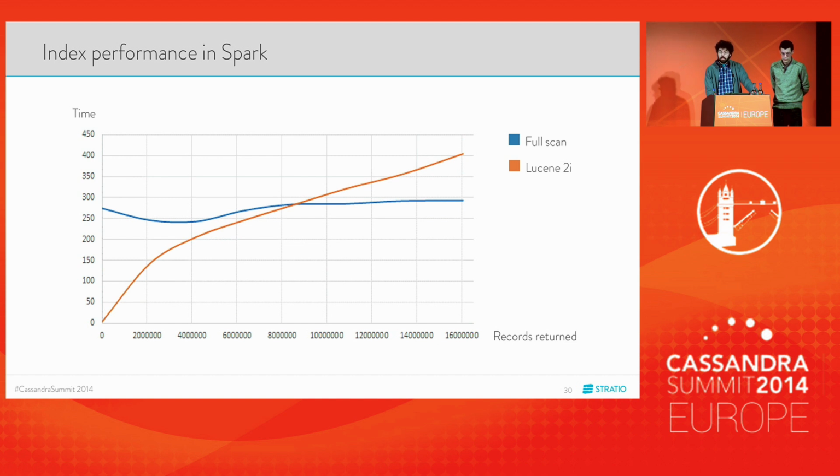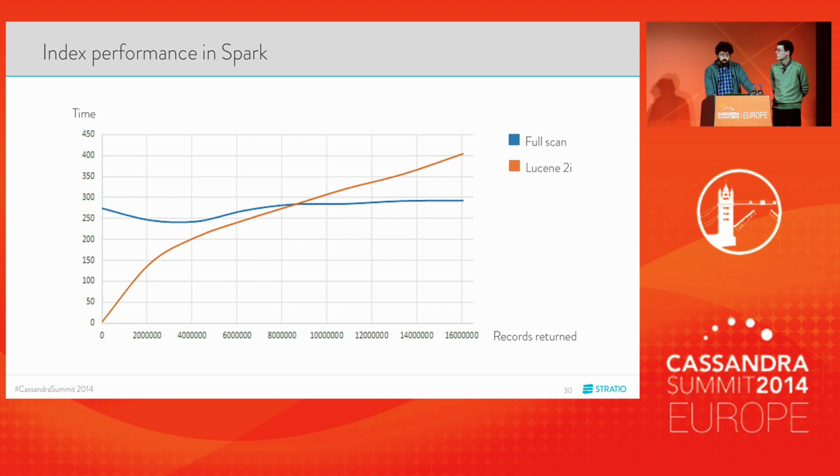Here we have a graph taken from a small benchmark, and it compares the performance of Spark using a Lucene index or using full scan. We do successive queries requesting from 1% to 100% of the stored data. On the x-axis, we show the number of returned rows. On the y-axis, we show the query response time in seconds.